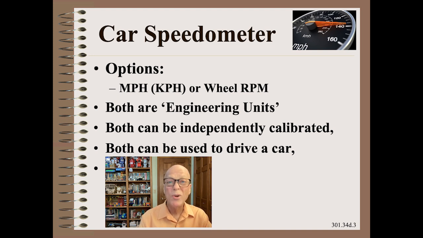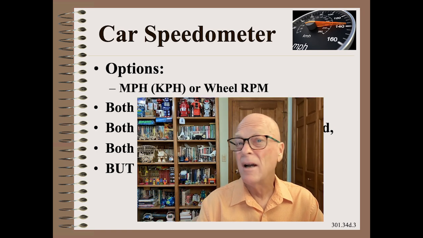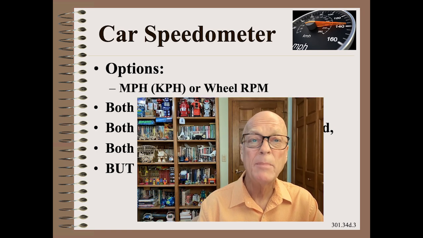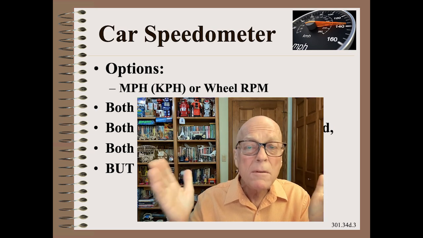Allow me to illustrate with a car speedometer as an example. Let's consider two options: miles per hour or wheel RPM. Note that both are engineering units, and that both can be independently calibrated, and that both can be used to drive a car. But one is clearly better than the other. Yes, you could learn to operate a car with wheel RPM as a speed readout. However, the learning process would be brutal.